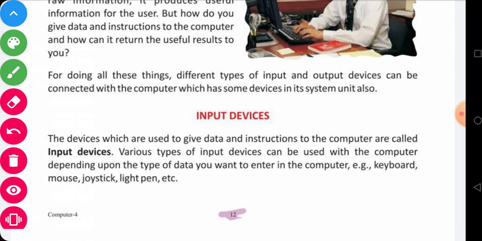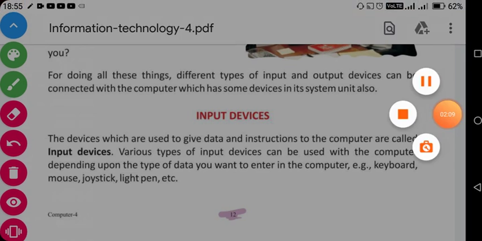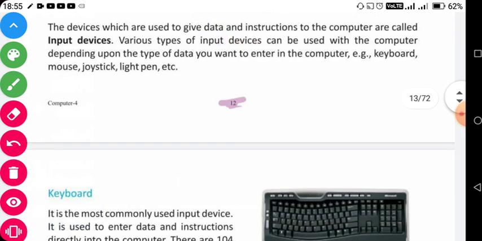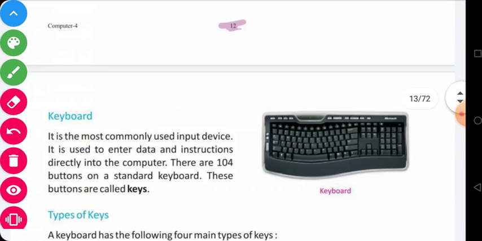Now let's read: the devices which are used to give data and instructions to the computer are called input devices. Various types of input devices can be used with the computer depending upon the type of data you want to enter in the computer. Examples: keyboard, mouse, joystick, light pen, etc. Now we are going to read one by one what the types of input devices are and what their functions are. So let's start. The first type of input device is the keyboard.